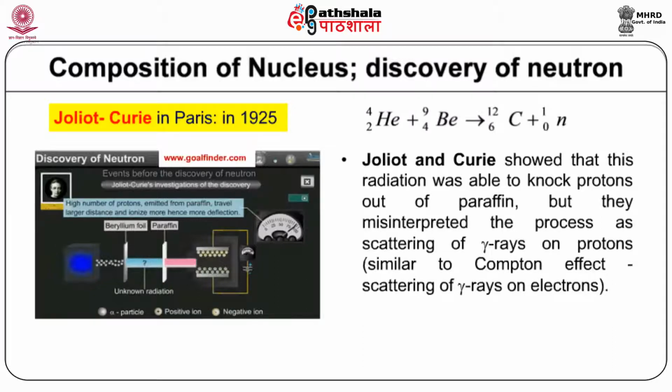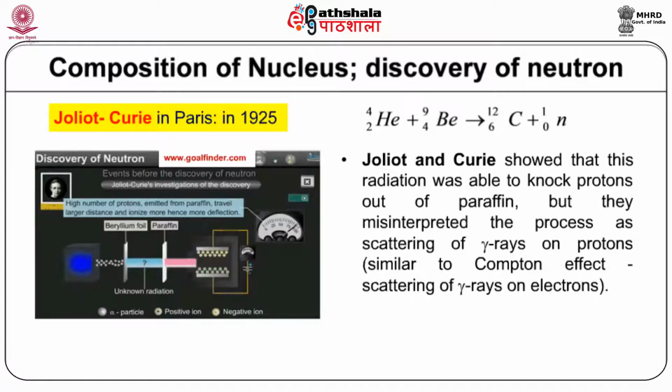Now, on the left-hand side we have the schematic of the setup they used. In the schematic it is clear that the alpha particles are coming from the box and hitting the beryllium foil. Whatever radiations or particles are produced after hitting the beryllium foil then hit the paraffin slab. Paraffin means wax. And then whatever comes out, they detected with the help of some electrical detector.